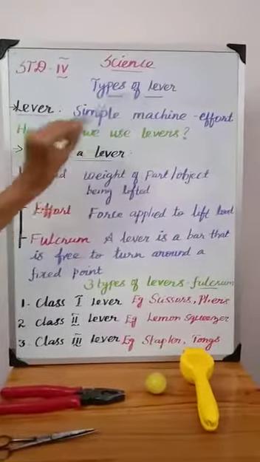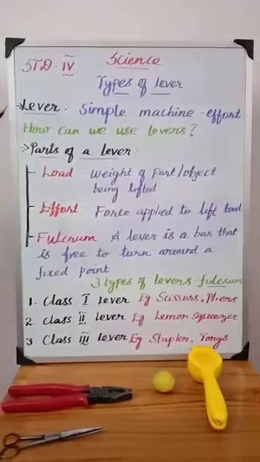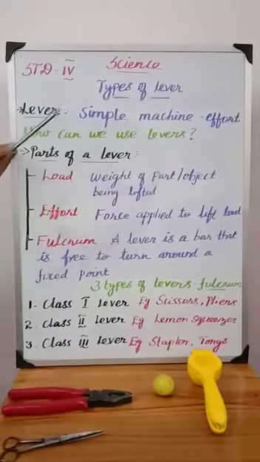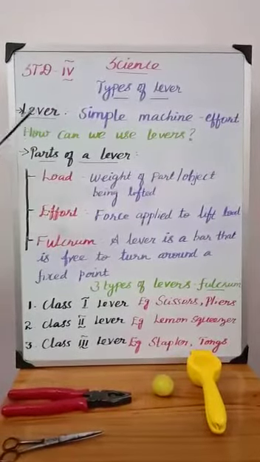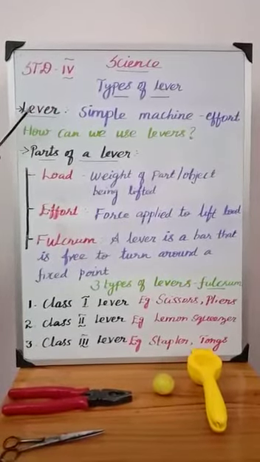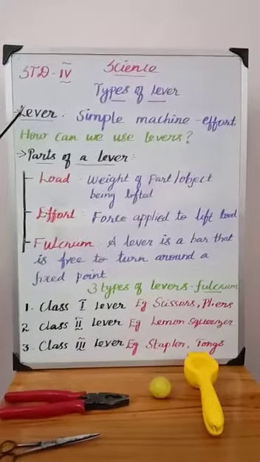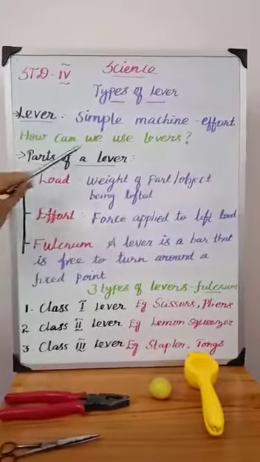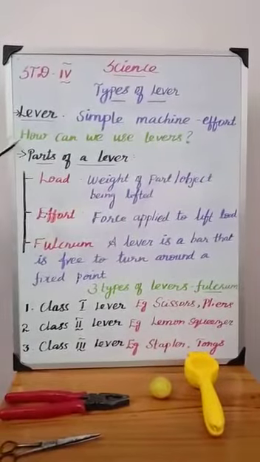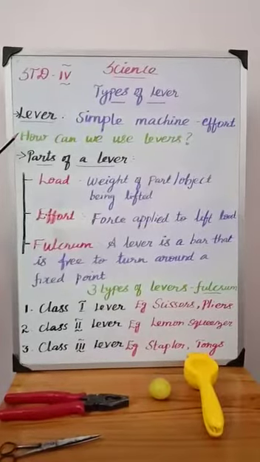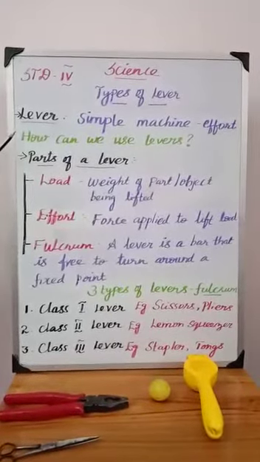Types of lever. What is a lever? Levers are simple machines. They are used to do work with the least amount of effort. There are many objects we use daily that are levers. How can we use levers? A lever is a bar that is free to pivot or turn about a fixed point.